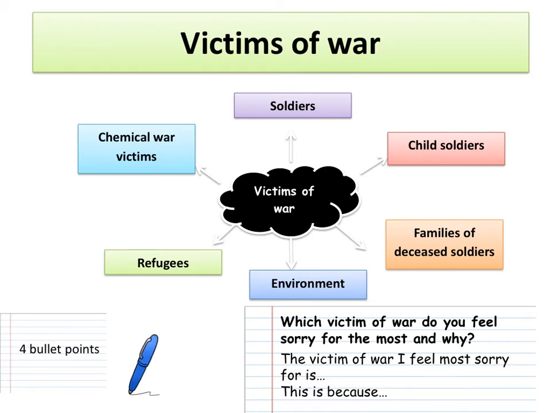Finally, we can look at victims of chemical war. One example of this is those victims of Agent Orange in Vietnam. This has led to multiple children being born with deformities because their parents lived in the area where Agent Orange was used as a chemical defoliant during the Vietnam War. This group of victims seems particularly unfair, given that the war is no longer going on and hasn't been going on for decades, but people are still falling victim to the methods used during that war. Underneath your ideas, write down which victim of war you feel the most sorry for and why.